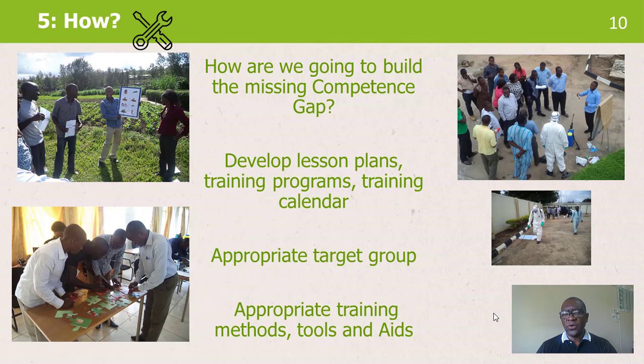The final stage of the training needs assessment is on how to fill the missing competency gap. This involves the development of lesson plans, training programs, and training calendar. This must be appropriate for each target group, that is the job position, and also use appropriate training methods, tools, and aids. Feedback from the training should be used to adapt and improve both the training content and the training methods, tools, and aids.